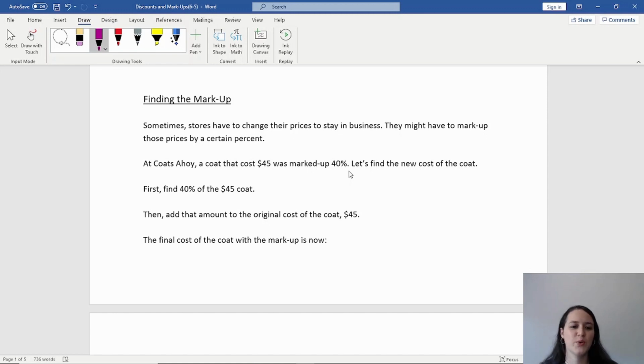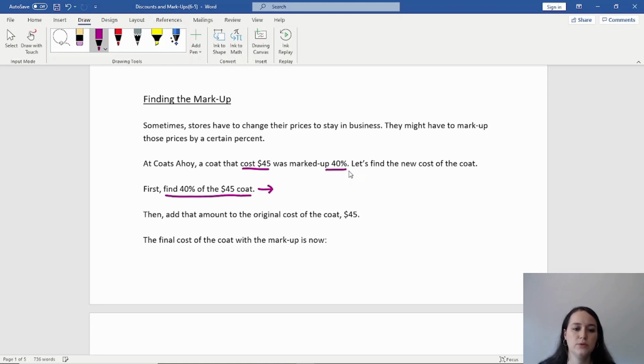We're at Coats Ahoy. I'm good at naming these things, aren't I? At Coats Ahoy, a coat costs $45, but it was marked up 40%. So maybe it costs $45 to make because of the material it's made out of. Maybe it's a really thick one for when you're going to the Arctic. But to sell it and make money, we're going to mark that up 40%. So we want to find the cost of the coat. First, we're going to find 40% of $45.